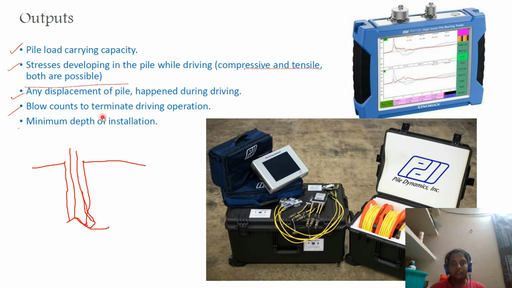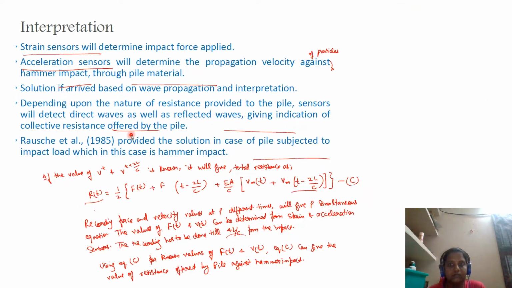So blow counts in order to stop the driving operation and the minimum depth of installation. So interpretation. How do we interpret the results?